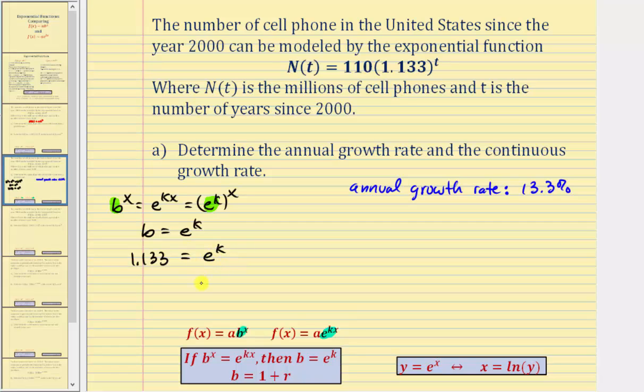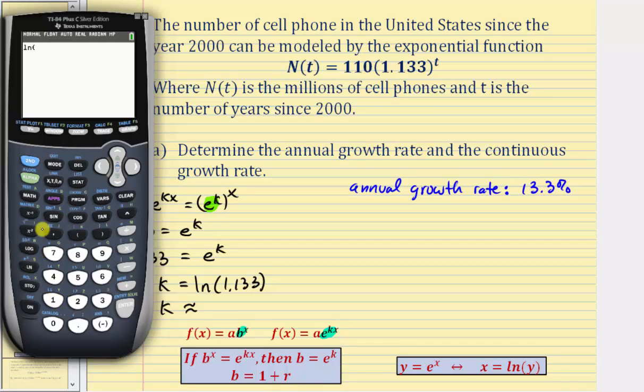Because we have base e, we'll have natural log. A logarithm is an exponent, so we'll have the natural log equal to k, and e to the k is equal to 1.133, so we have k equals natural log 1.133. And now we can go to the calculator to get an approximation for k.